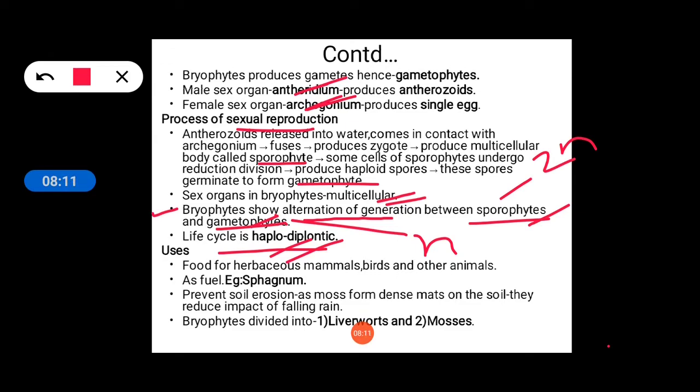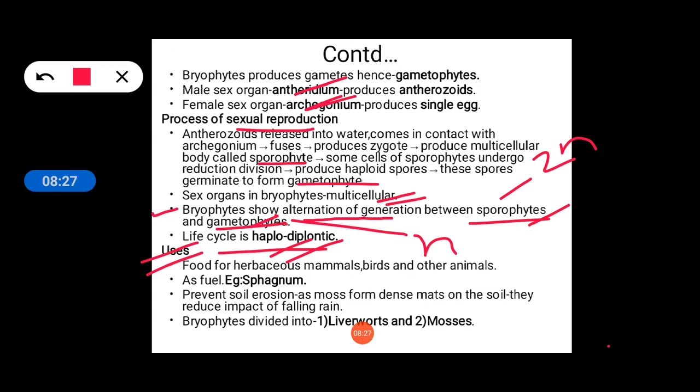Haploid and diploid together form the term haplodiploidic. So the life cycle of bryophytes is haplodiploidic. Let us see the various uses of these bryophytes.